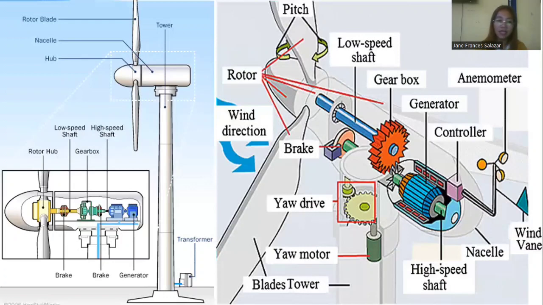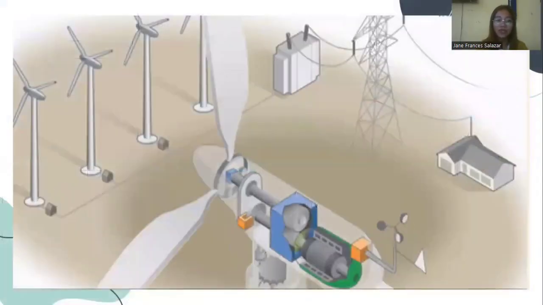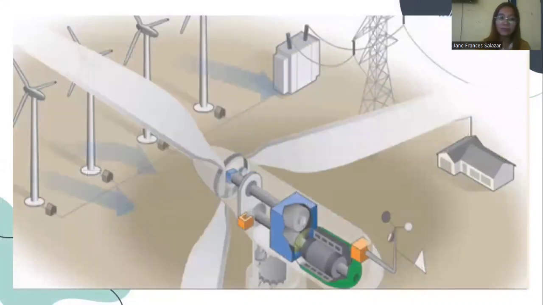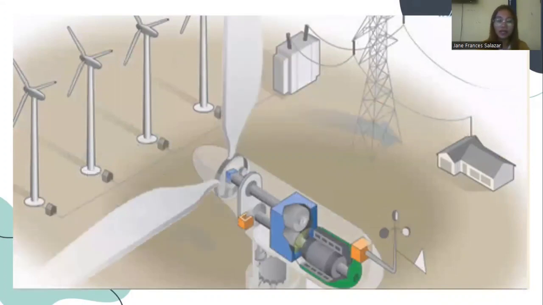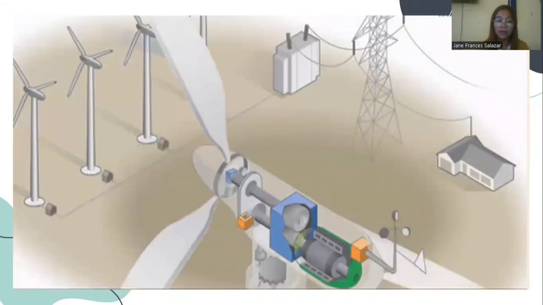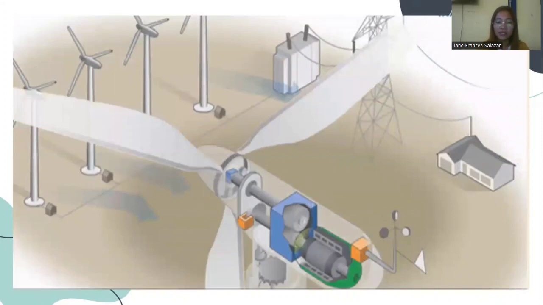And sa labas naman, makikita natin ang hub na nagko-connect sa blade, and the tower. And dito sa babang bahagi, makikita natin yung transformer. And next, ganito ang itsura ng isang wind turbine. Tinutulak ng wind ang blade, at pag ito umiikot, nagpo-produce ito ng pag-ikot. Ang controller ay parte ng nacelle, sa loob ng nacelle.